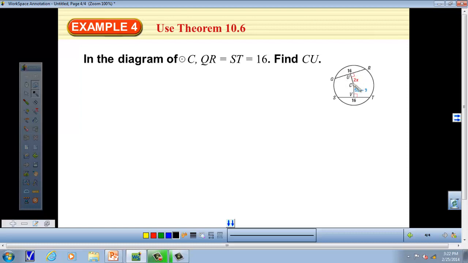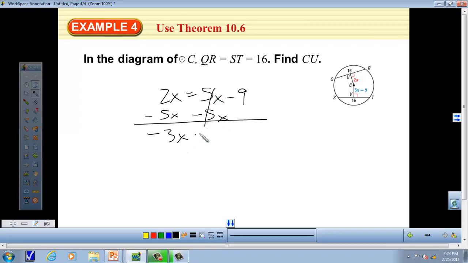But what we're focusing on is that this distance and this distance are equal because they're equidistant from the center of the circle. So 2x is equal to 5x minus 9. I'm going to subtract 5x from both sides. Those cancel and we get negative 3x is equal to negative 9. Dividing both sides by negative 3, x is equal to 3.